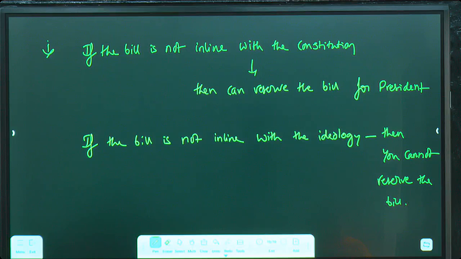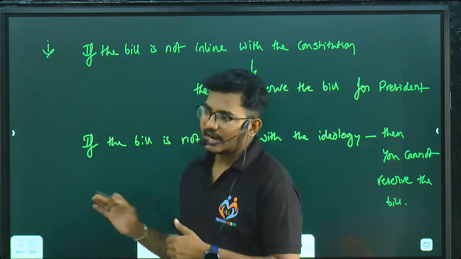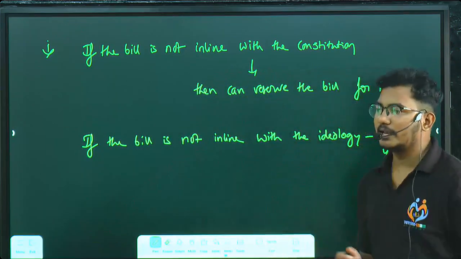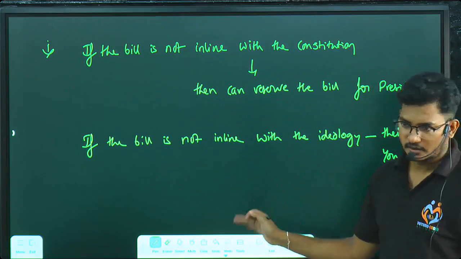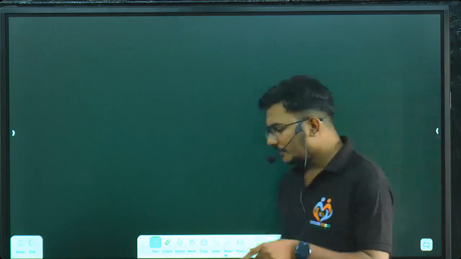Because people elected the state government only because they liked the ideology. So they should come up with bills which show their ideology. If this ideology is not in line with the center, you cannot reserve the bill for the president, because people like the ideology. That's the reason they voted for the state government. So this ideology must be encouraged because people elected that ideology. Understood? Done?